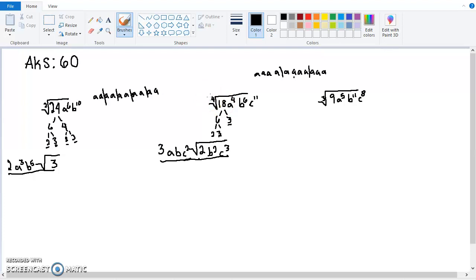Now, go to the third one. So you start off as always. 1, 2, 3, 4, 5 A's. And it wants you to break them off into groups of 3. You're only going to have one group of 3. So A is going to go on the outside. And then you're going to have A squared on the inside since you have 2 left over.